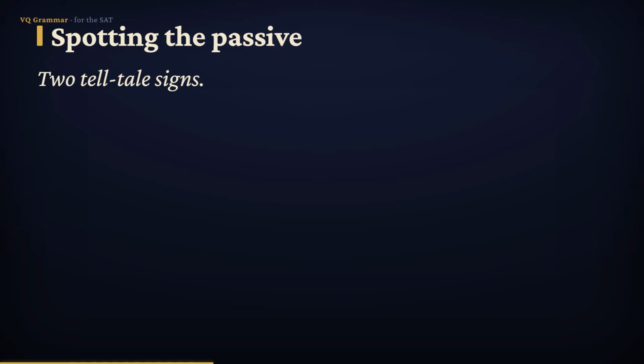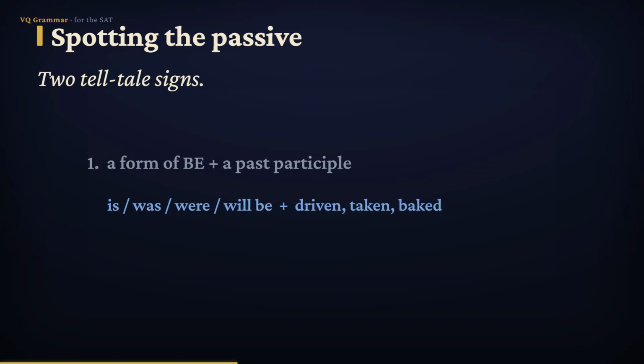How do you spot the passive voice? Two signs. First, a form of be paired with a past participle. The be part can be is, was, were, or will be, joined to a form like driven, taken, or baked. Second, the real doer is either missing or tucked into a by phrase.